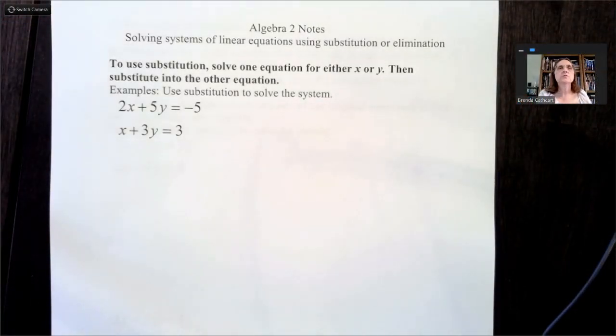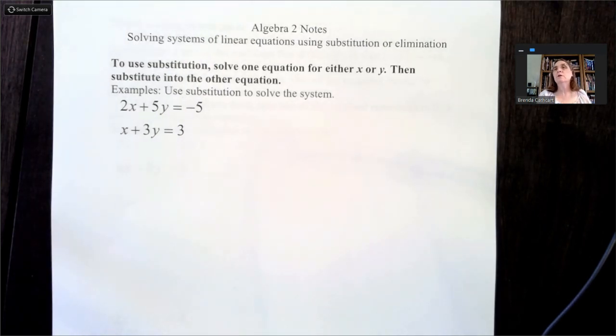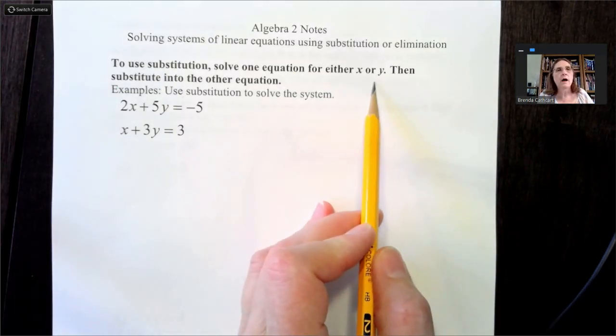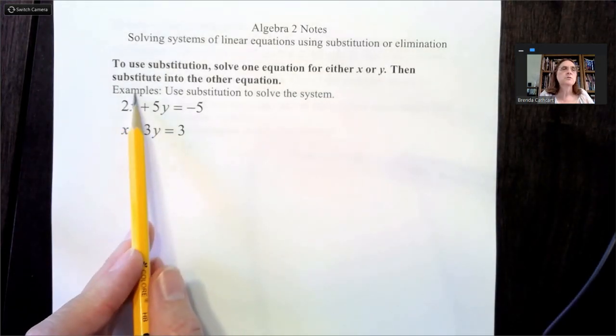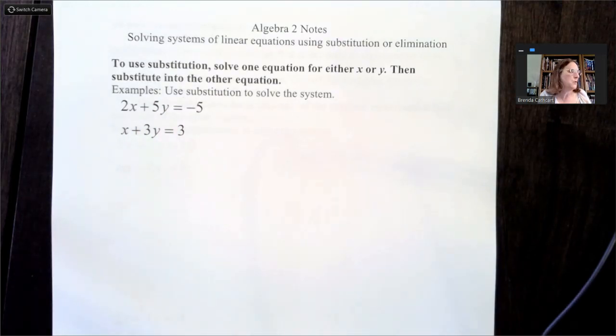This is an Algebra 2 review on solving systems of linear equations using substitution or elimination. We're going to start with substitution. To use substitution, we want to solve one of the two equations for either x or y, and then we're going to substitute that expression into the other equation.